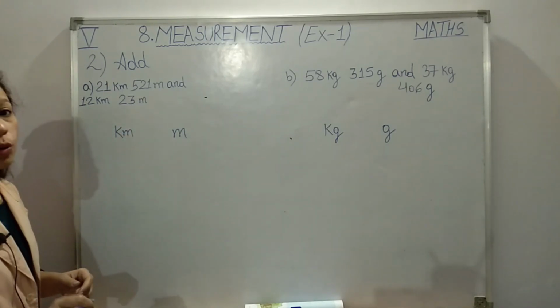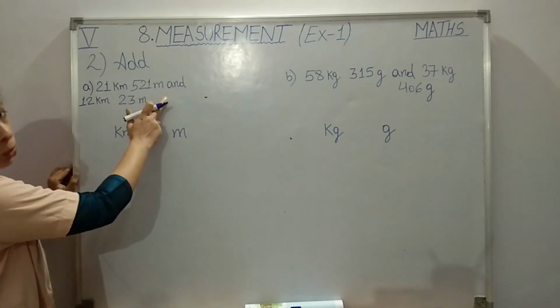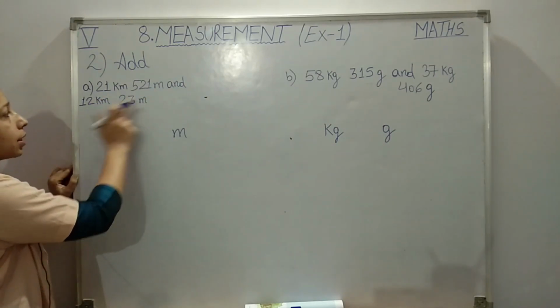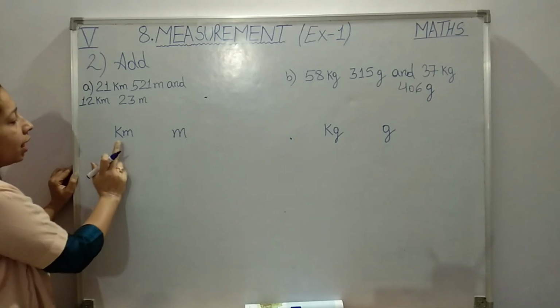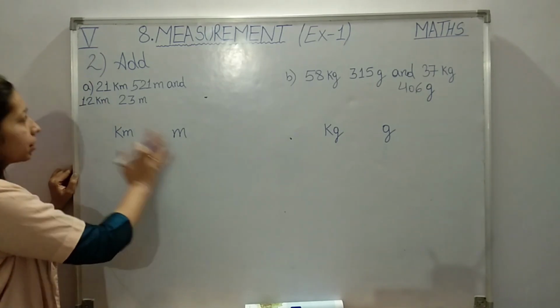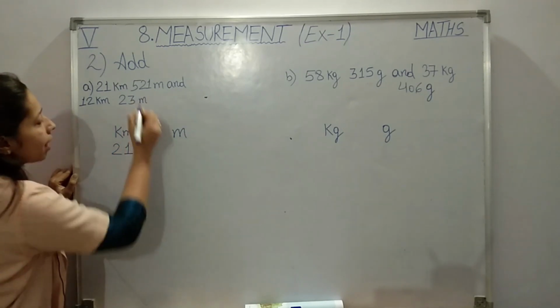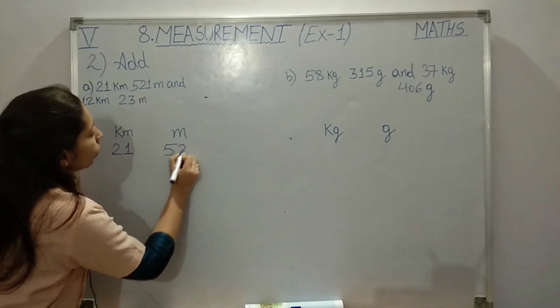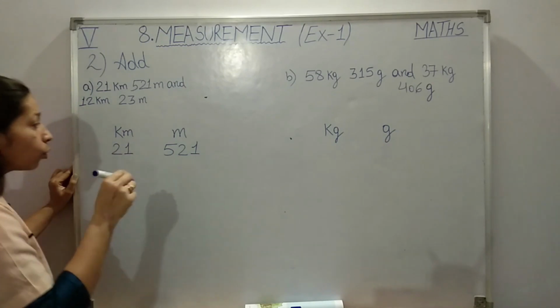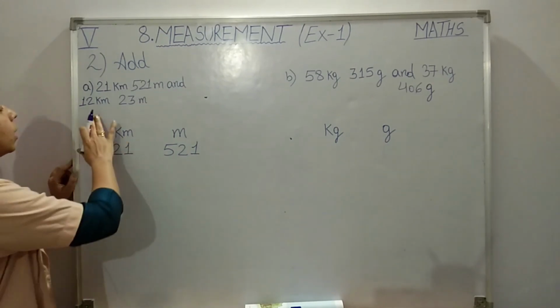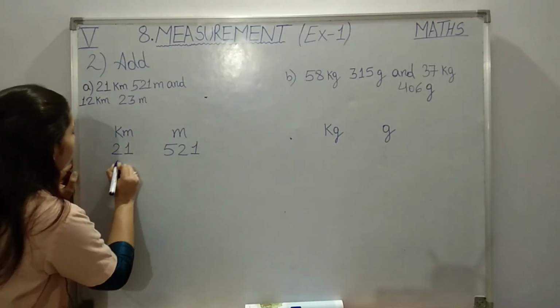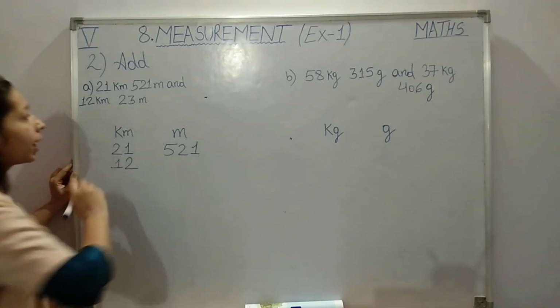First of all, you have to make columns according to the units. What are the units here? Kilometers and meters. So see what I have written. I have written kilometers and meters. Now I will be writing the numbers. So 21 kilometers and 521 meters. Clear, students? How to write is important here. Then 12 kilometers, 23 meters. So 12 kilometers you are going to write like this.